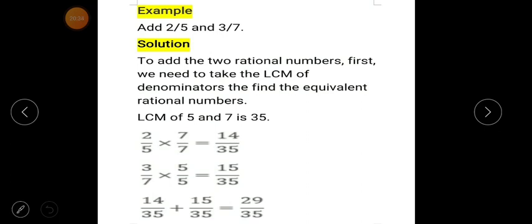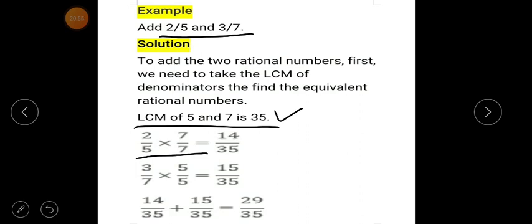Let's understand with the help of an example. Suppose we have to add these two numbers, 2 by 5 and 3 by 7. So first we will make an equivalent fraction. The LCM of 5 and 7 is 35. Now to convert 5 into 35, we have to multiply this by 7. So we multiply the numerator by 7 as well, and it would be 14 upon 35.